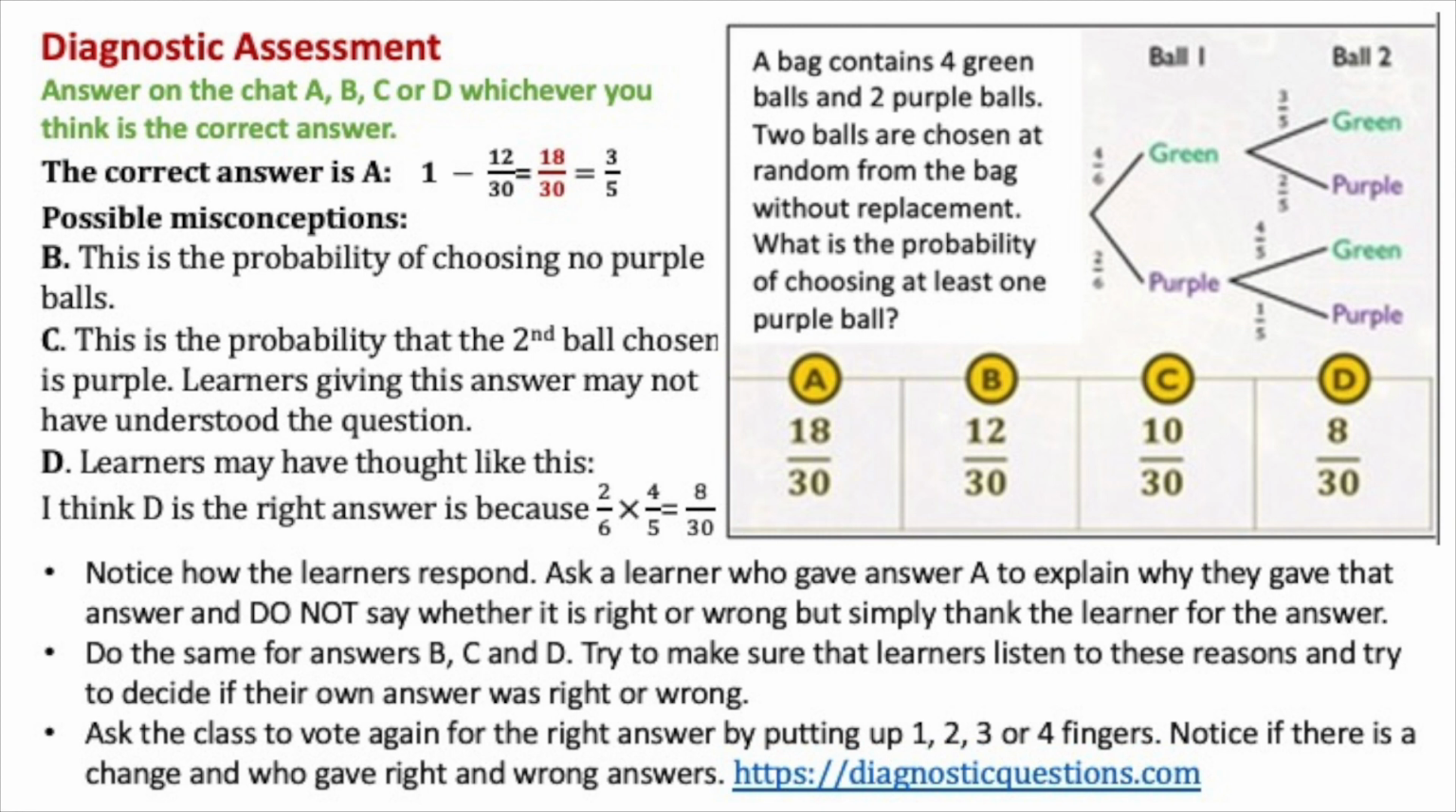Now, as Caroline's just explained, you're going to ask learners who gave answer A and then B, C, D to explain why they got that answer. Everybody's got to listen and decide, did they choose the right one? And then they're given a second chance. And that's the powerful thing, because they can change their mind.